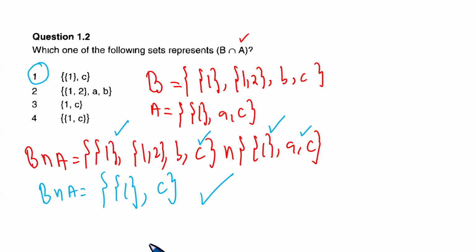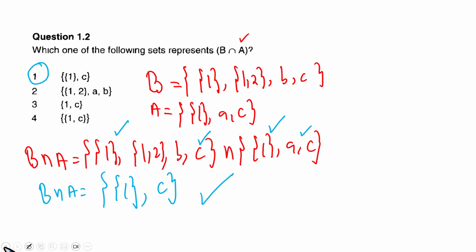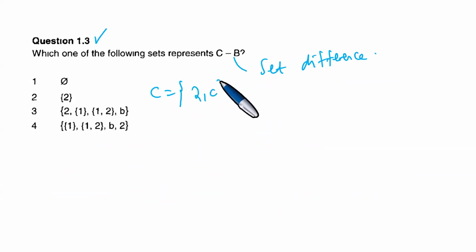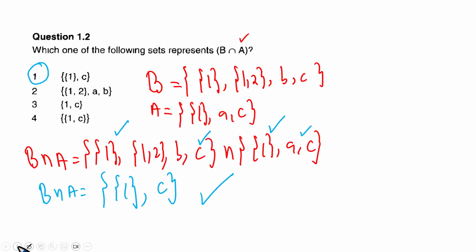And we proceed with our study of further questions. We attempt the next question. Question 1.3, which of the following sets represents the set difference? So we compute the set difference. The set difference has particular notation, but we shall discuss the set difference in detail there. We can look at the Venn diagram, but first let us list the set C. We remember from the given information in this question paper that the set C contains the elements two and C. Right, two and C are elements of the set C, and we have the set B. The set B contains the elements one, two, B, and C. We list those as well.